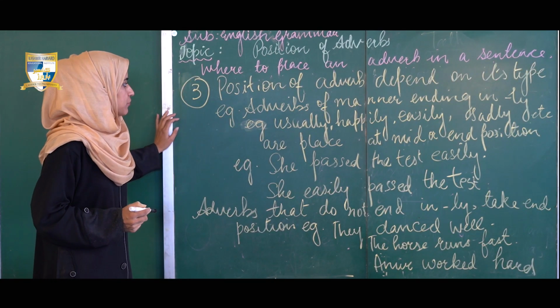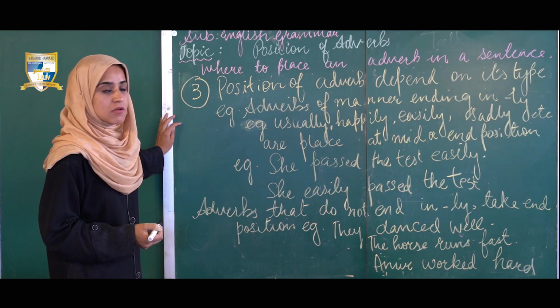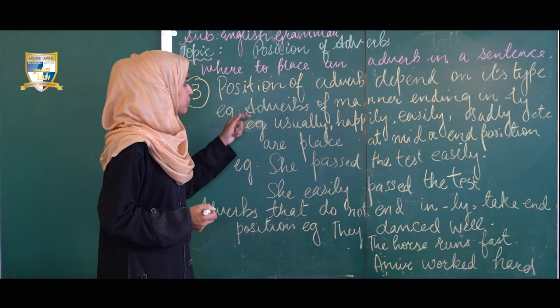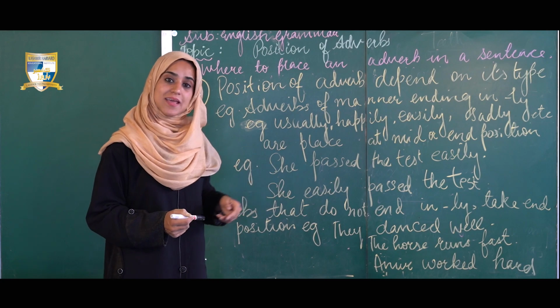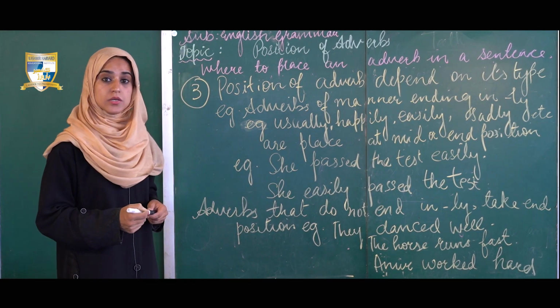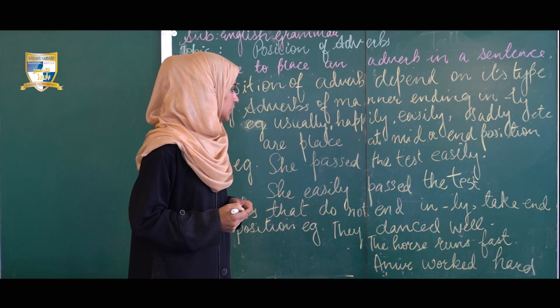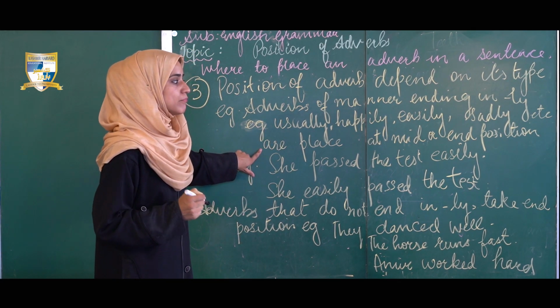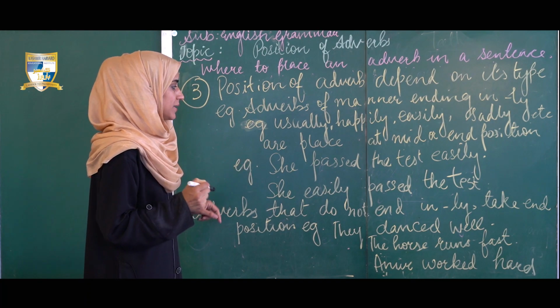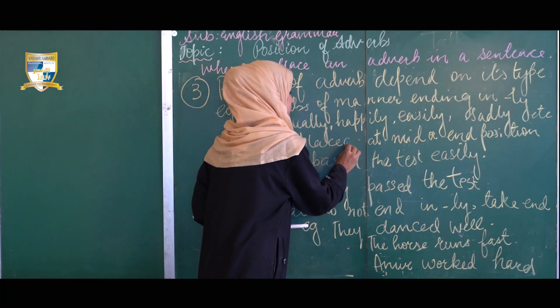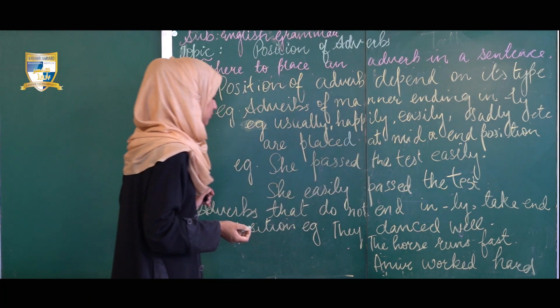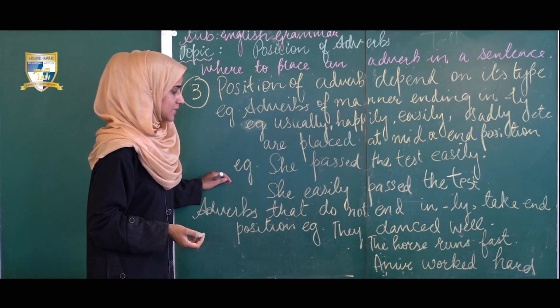Rule number three: position of adverb depends on its type. For example, adverbs of manner ending in ly, for example, usually, happily, sadly, easily, and so on, usually take mid or end position. They are placed at mid or end position. Let's understand with an example.